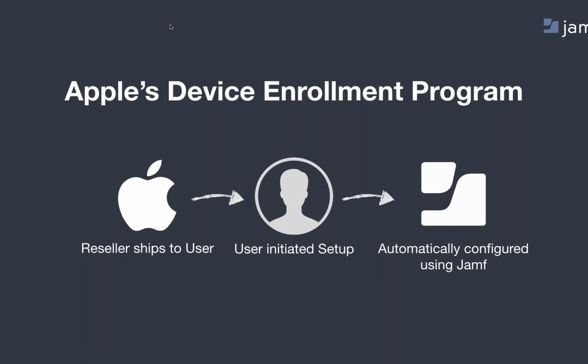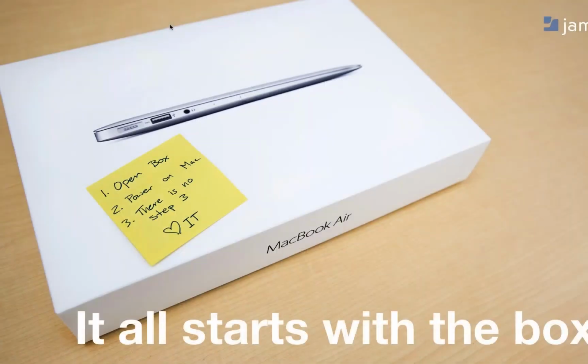So the Device Enrollment Program has been around for a couple of years now. It's very, very mature, and it's being used across most industries that we work with. But let me walk you through the process if you haven't seen it yet, and kind of how things are a bit different. We're really big on the fact that it all starts with the box. I think anybody who's ever opened an Apple product, there is just something about unwrapping that machine yourself. The way we do it here at Jamf is we give the user a machine, and it's literally open box, power on the Mac, and there is no step 3, love IT.